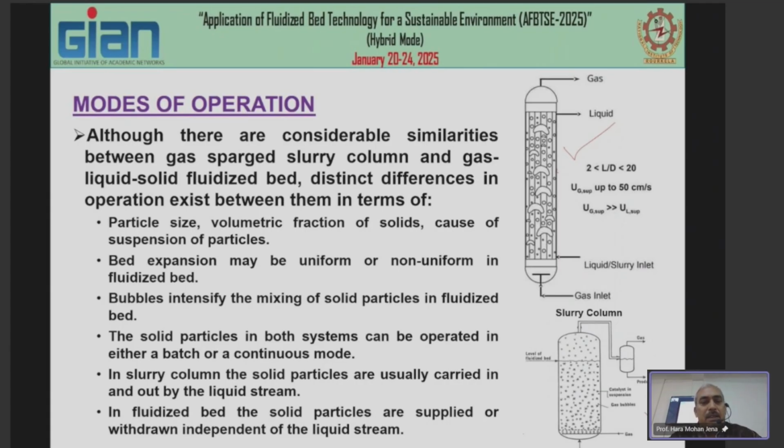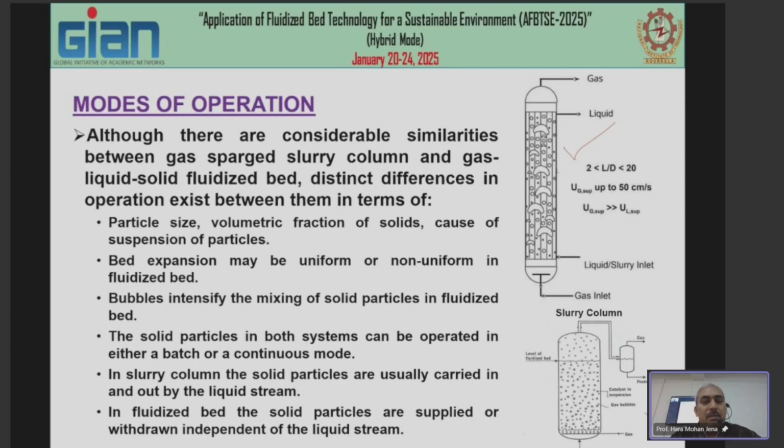So the difference is based on the particle size, volumetric fraction of solids, and cause of suspension of the particles. The bed expansion may be uniform or non-uniform in a fluidized bed. The bubbles intensify the mixing of solid particles in a fluidized bed. The solid particles in both systems can be operated in either a batch or a continuous mode.